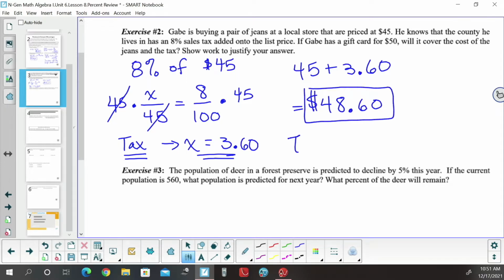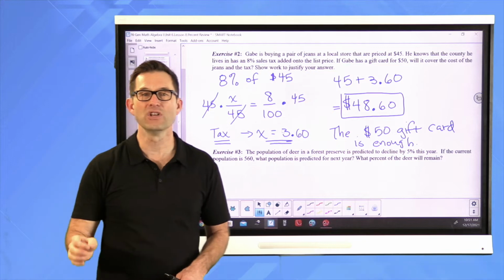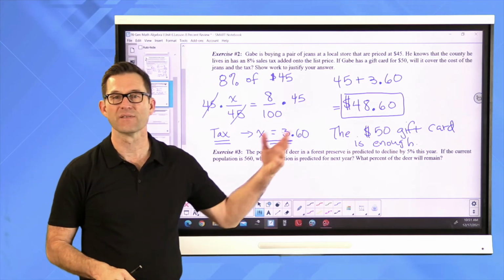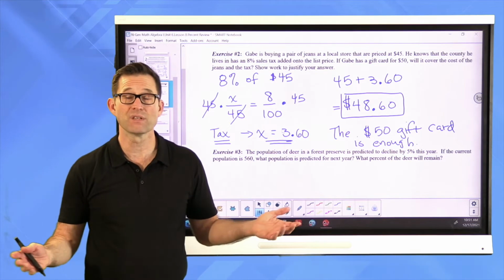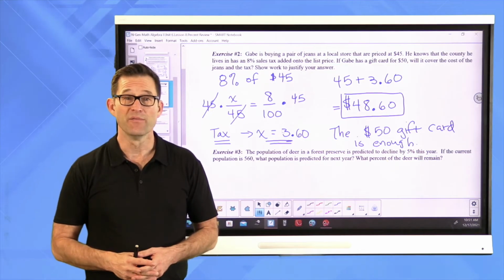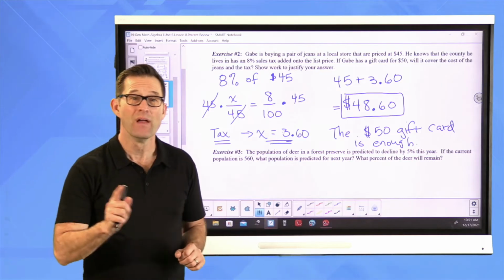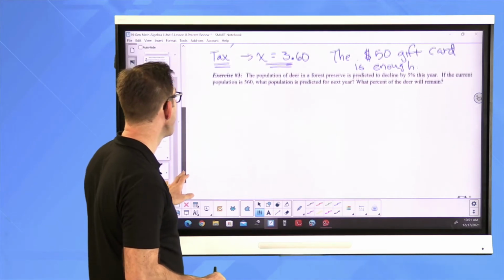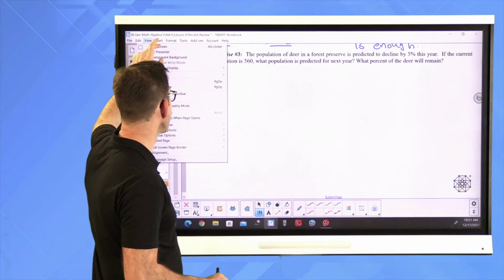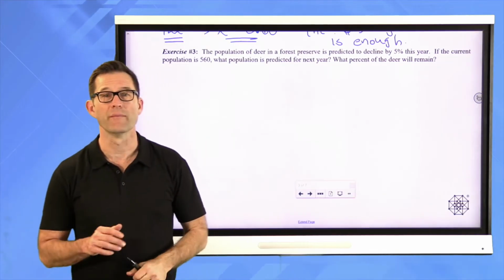And so the $50 gift card is enough, right? That was ultimately what we were trying to answer. Will he have enough to pay for both the jeans and the tax on the jeans, given that he has a $50 gift card? And yeah, it's enough because, well, you know, 50 is more than 48.6. Simple enough. All right, let's take another look at a tax problem, or not a tax problem, but a percent problem. Let's see number 3.